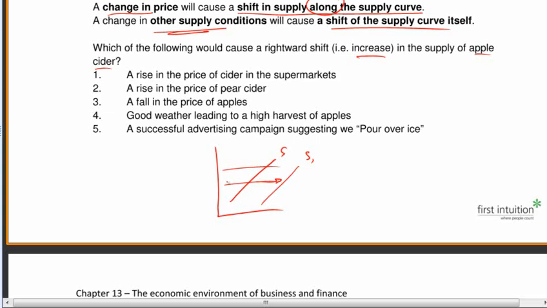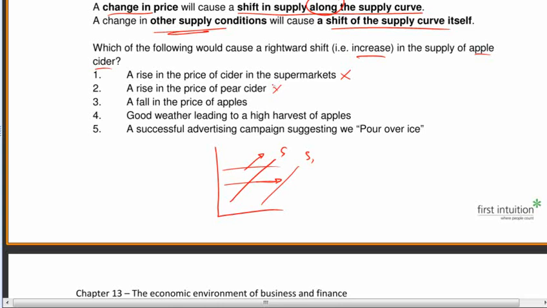If there's a rise in the price of cider in the supermarkets, would that cause a rightward shift? Well, no. All that would happen there is we would move along the supply curve. So that's the red herring. Okay, you need to look out for that one. If there's a rise in the price of pear cider, well, what we might be willing to do in that case is produce more pear cider and produce less apple cider. So I don't think that's the answer.